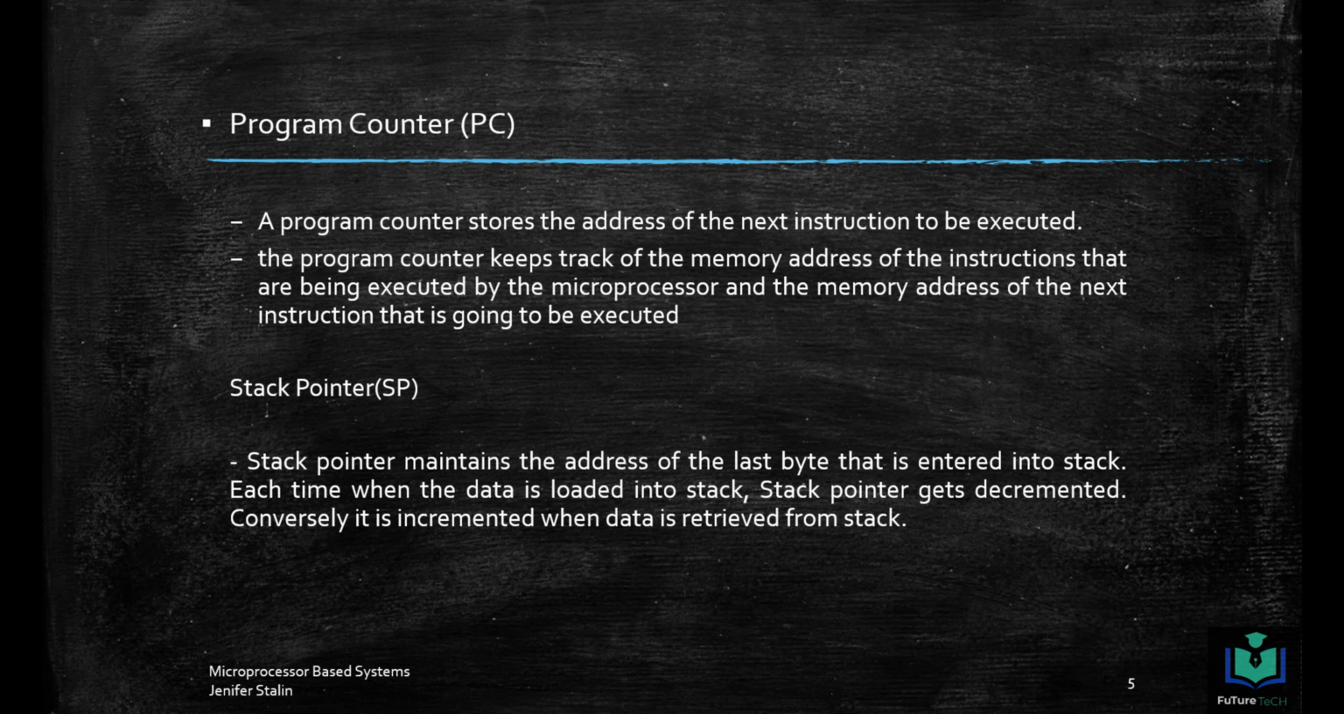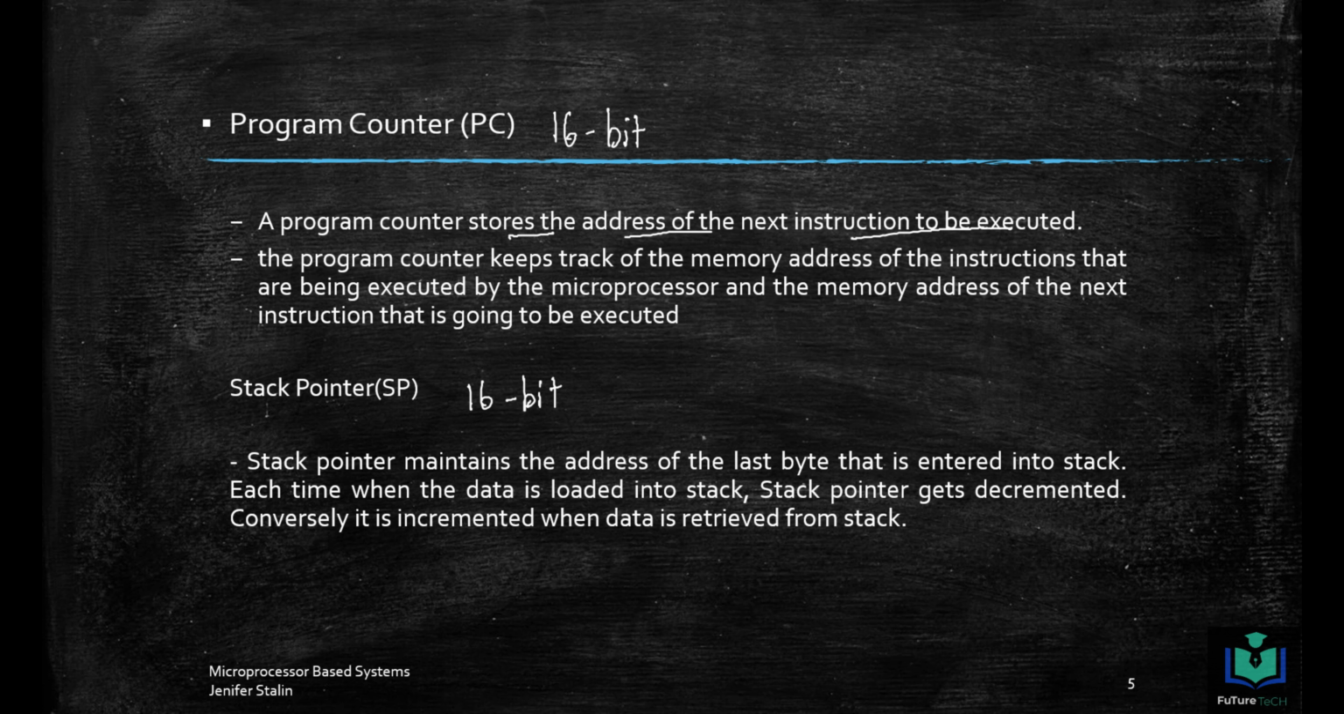So as I said, there are two special function registers. The first one is called program counter. It is a 16-bit program counter, and also you have stack pointer. It is also a 16-bit stack pointer. So what do you mean by program counter? A program counter is the one which stores the address of the next instruction to be executed.